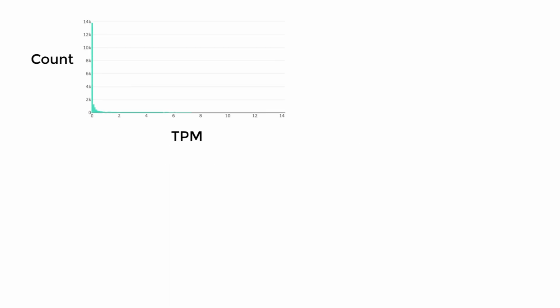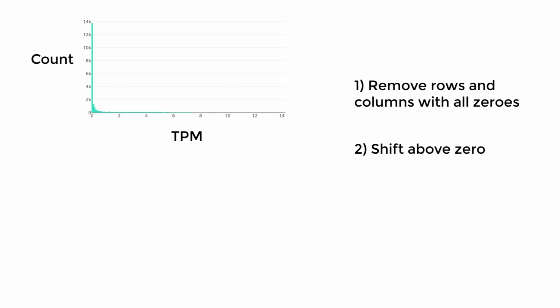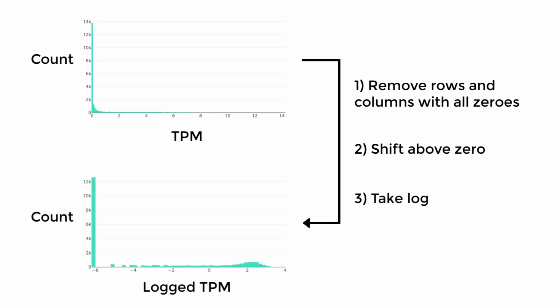When we plot all our data, we get a distribution like this. The x-axis is TPM, or transcript per million, and the y-axis is count. First, we clean up the data by removing any rows or columns that contain all zeros. Then we shift the data above 0 and take the log of the data, which gives us a distribution like this. By taking the log, we didn't just decrease the range, we decreased the relative distances between data points to avoid overemphasizing the extreme values.